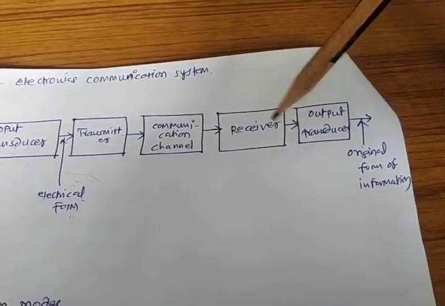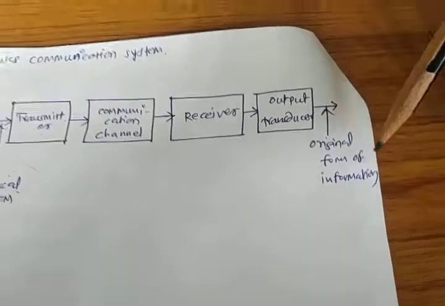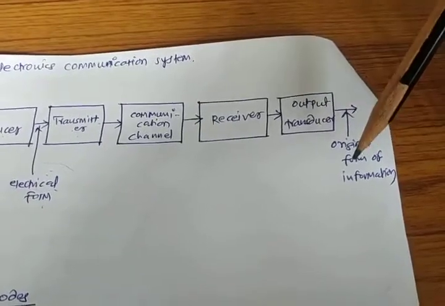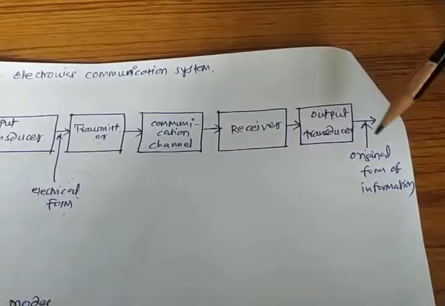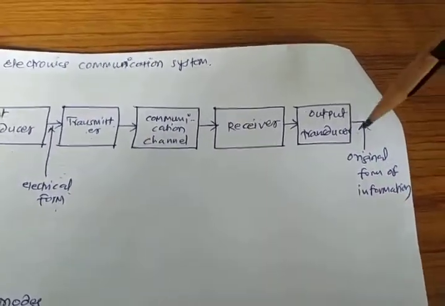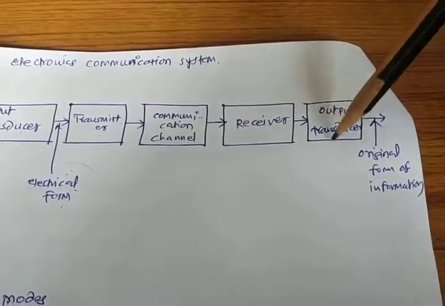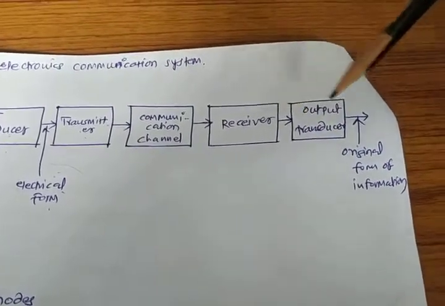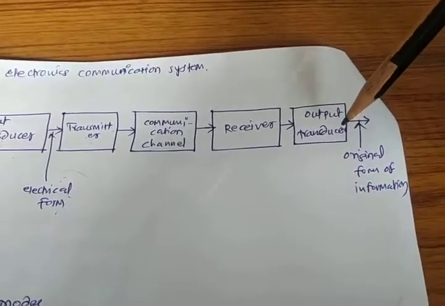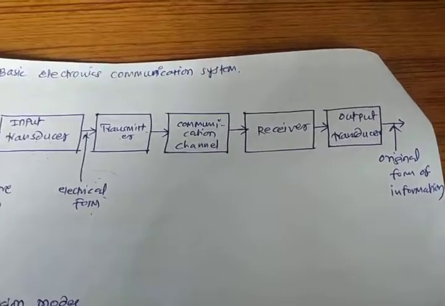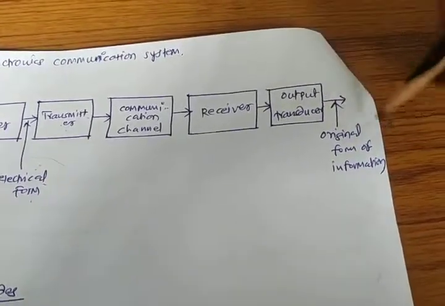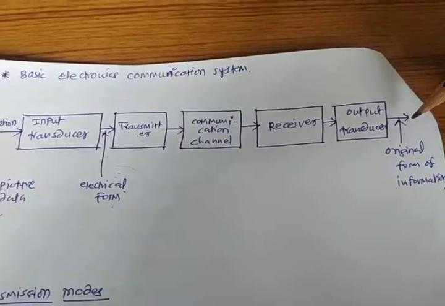We need that signal to be converted again into our original form, because only when we convert it into the original information can we properly hear the sound signal, or observe any picture signal on the screen of our television. So again we require a transducer, which converts that signal into the original form of information. We use the output transducer here, and across the output transducer we can observe our original information signal.